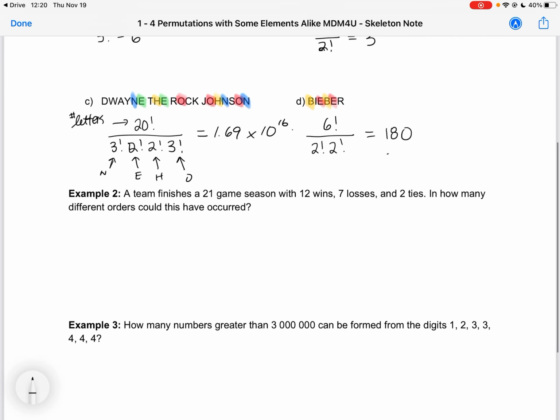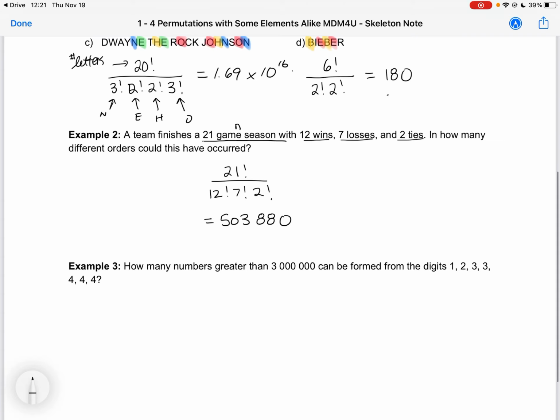Example 2 is a team finishes a 21-game season, so that's your N, and they've got 12 wins, 7 losses, and 2 ties. So those are your groups of repeated events. So just like in the letters, we're going to start with our N factorial on top, and then we're going to divide by our number of repetitions. So our number of wins, number of losses, and then number of ties. Evaluating that on your calculator gives you 503,880.